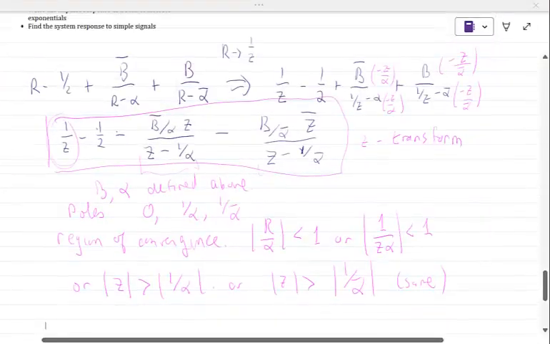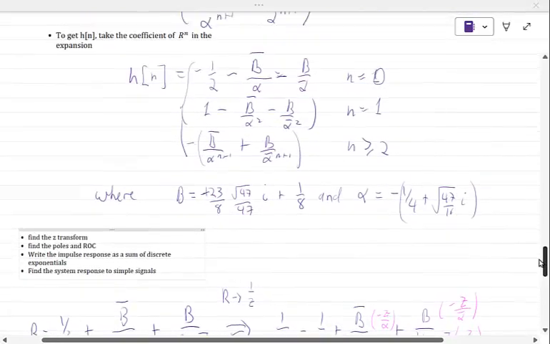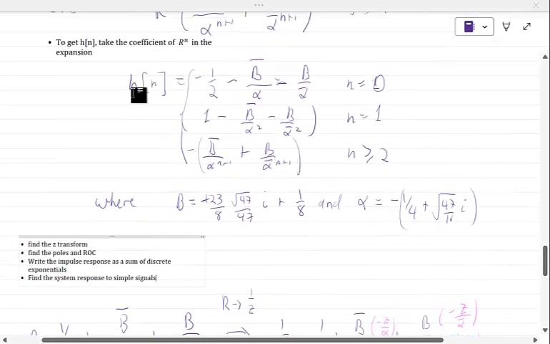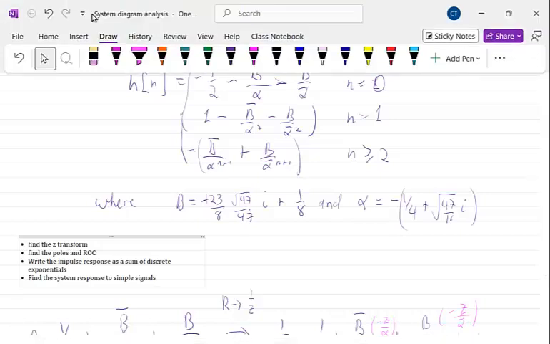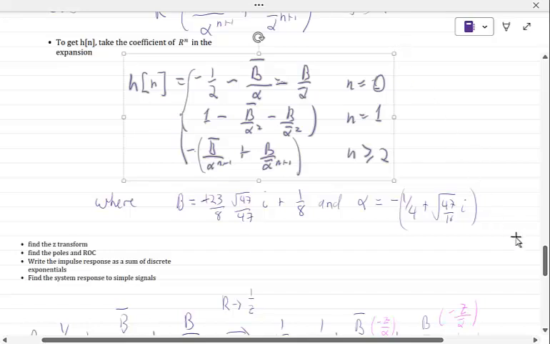Okay, so the next item on the list was to write the impulse response as a sum of discrete exponentials. And we can go up here and do that. Let's grab the impulse response. That was this here, my impulse response. And really I just want to break it up so it looks nicer. You can see that there seem to be common patterns for the different values of n.